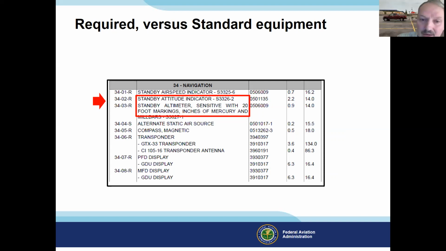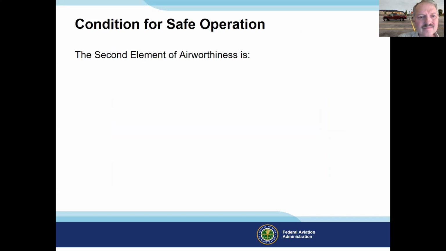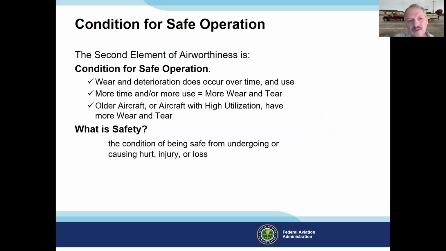All right, thanks, Dan. Okay, the second element of airworthiness is in condition for safe operation. So wear and deterioration occurs over time and use. More time and more use equals more wear and tear. Older aircraft or aircraft with high utilization just have more wear and tear. That would be like flight school aircraft, for example. So if you're working on these airplanes, keep that in mind. The parts will wear out quicker, generally.